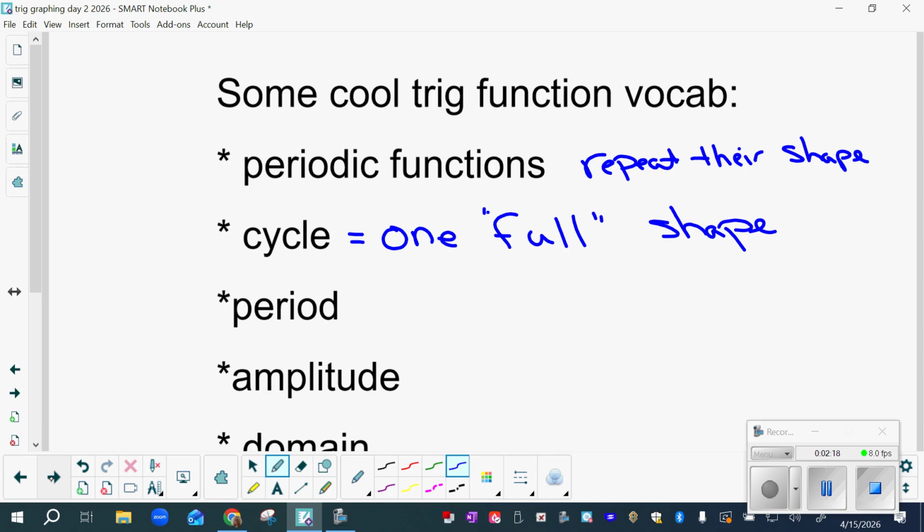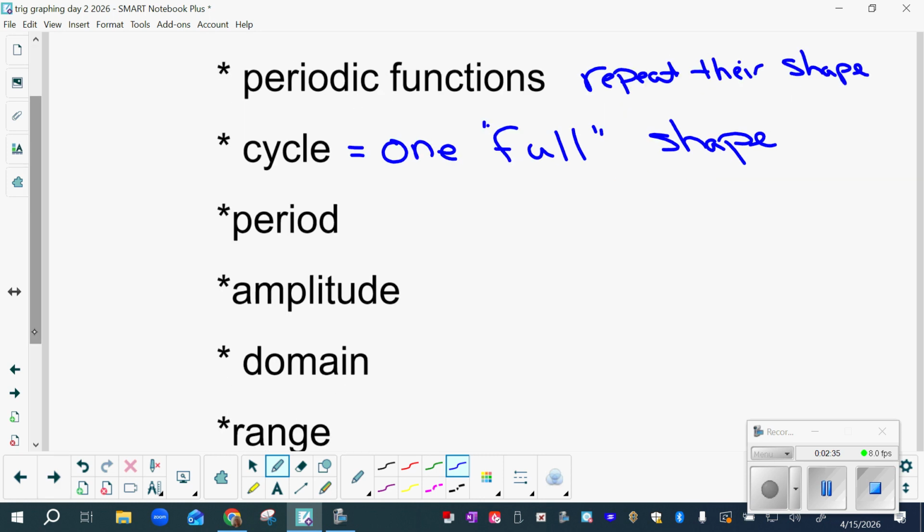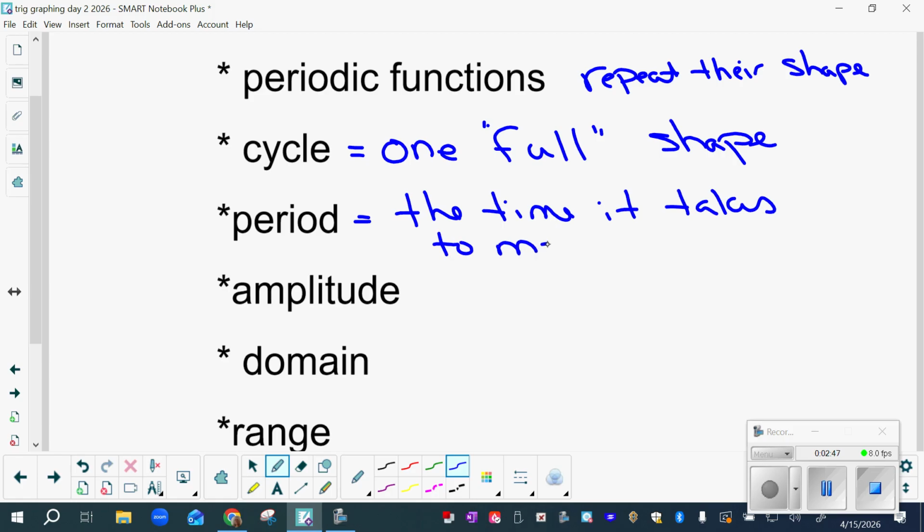So one full cycle, when you look at tangent up there, let's see if I can find tangent. I know he's up there. Tangent, look, he's that weird little kind of S-looking graph, but that's 3 cycles of him. So a cycle is one full shape. And here's the next thing you need to write: period is the time it takes to make one cycle.